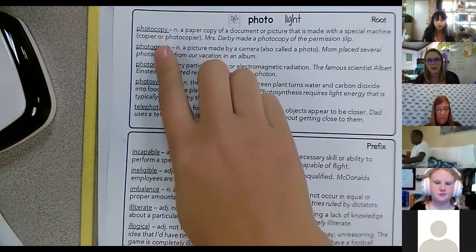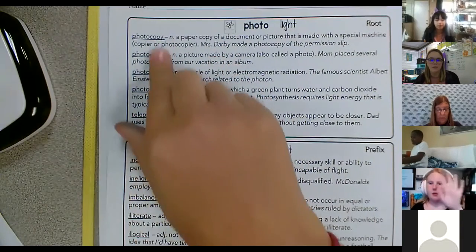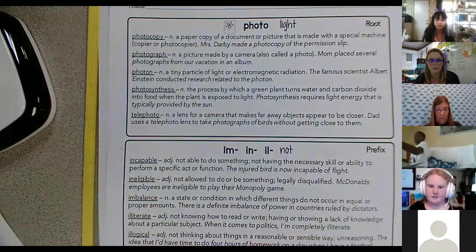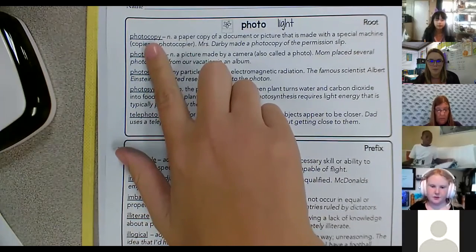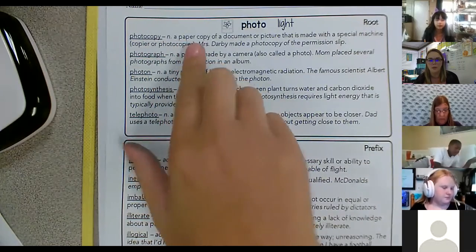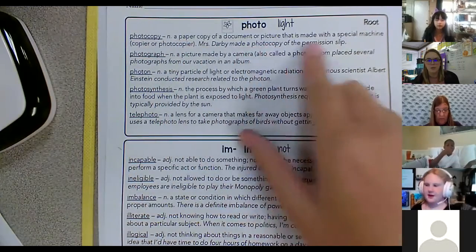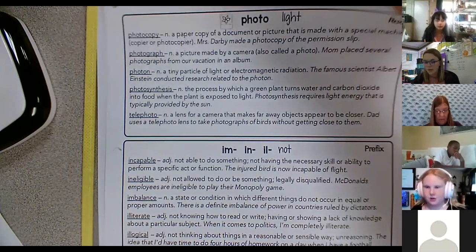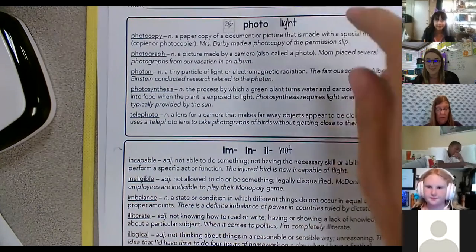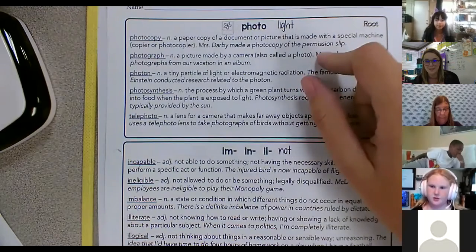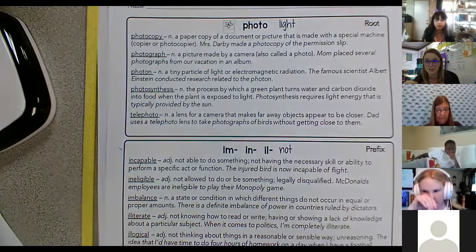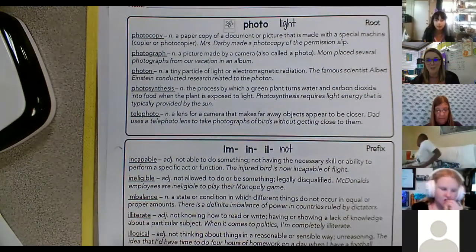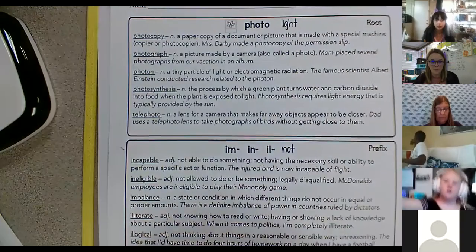So if we look at our 5 vocabulary words for our root, we have the word photocopy, which means a paper copy of a document or a picture that's made with a special machine, like a copier or a photocopy. This page right here that you're looking at, this is a photocopy. I made this on the copy machine. I stuck the original in the machine, and the machine made me a photocopy.